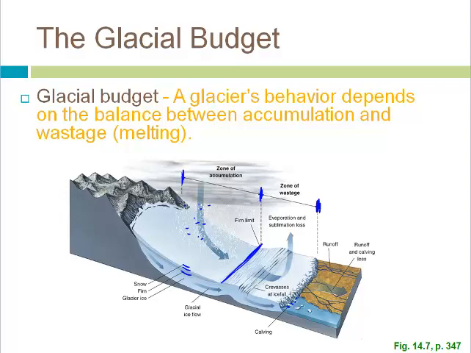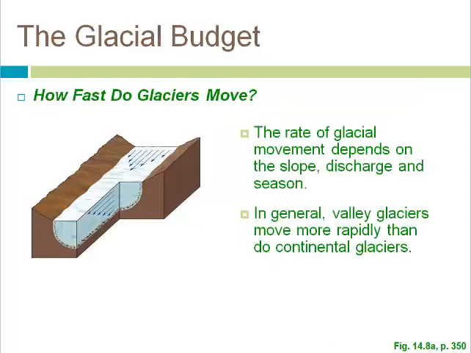We're talking about the glacial budget. Now we have to figure out how fast these glaciers move. The rate of glacial movement depends on the slope, the discharge, and the season. In the summer, if they get a lot of snow, they may move downhill faster, but they often retreat in the summer because they melt quicker. Some of the fastest movement is usually in the transition seasons like spring or fall, because they get a lot of snow.